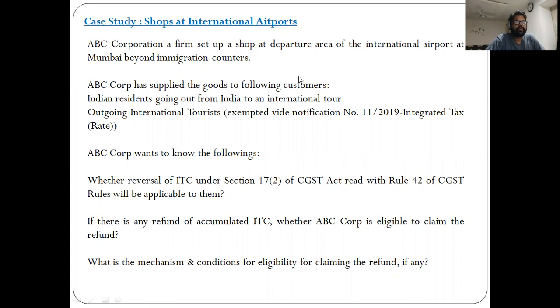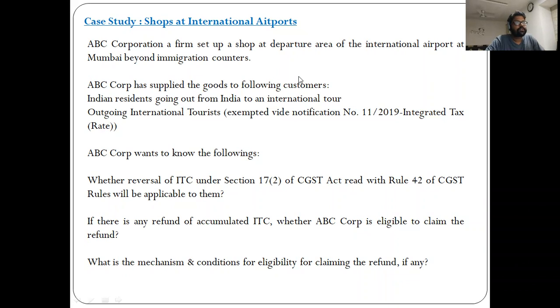So today we are going to again discuss another important case study in the series of issues in GST refunds. And the topic for today's discussion is refunds in case of shops which are situated at international airports. So let us first understand the facts of the case and then we can discuss the provisions of the law.